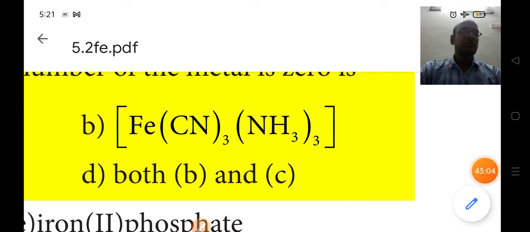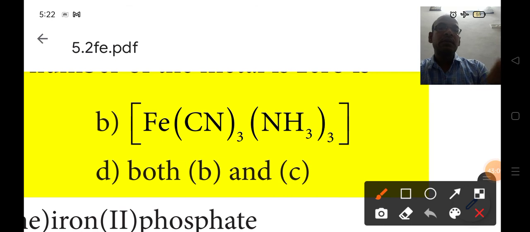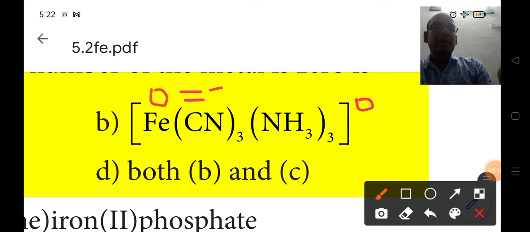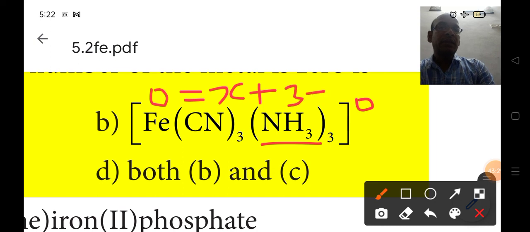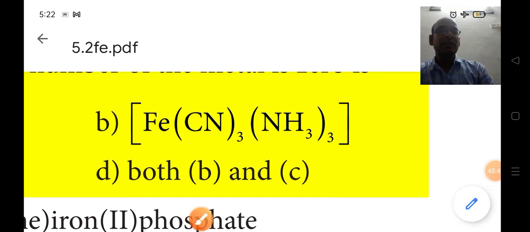For option B, the net charge is 0. Therefore, 0 equals X, the oxidation state of the central metal ion. This is a neutral ligand, therefore this term will be cancelled. Remaining 3, CN has a minus 1. Therefore, X equals plus 3. For this option, the oxidation state of the central metal ion is plus 3.